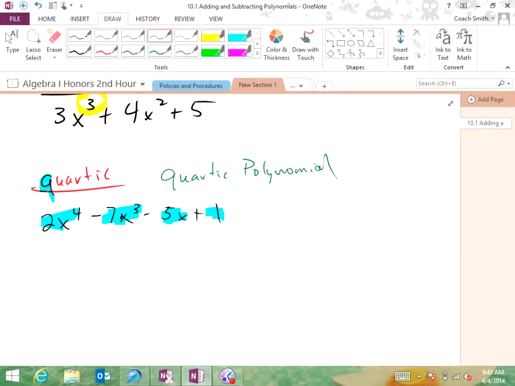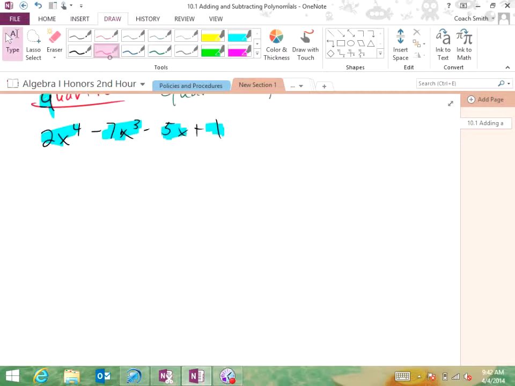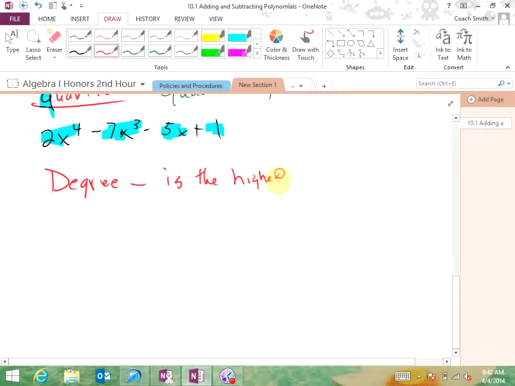All right, now, when we talk about degree, degree is the highest exponent of any term. So how you classify a monomial, binomial, trinomial, polynomial is by the highest exponent of any of the terms.